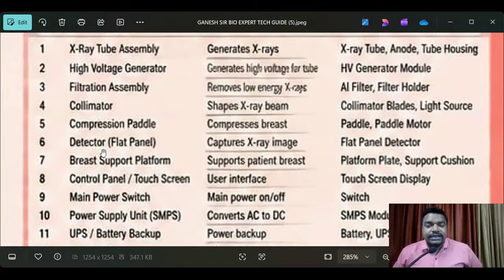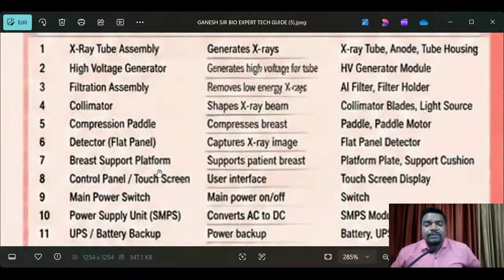Next, the flat panel detector, which is a component of this mammography system. Its function is to capture the X-ray image, with the flat panel detector as the spare part. Then the breast support platform supports the patient's breast, with spare parts platform plate and support cushion. Where is the cushion? I have shown the picture of the equipment the first time so that you can recognize it. Whenever you see the equipment, you should recognize it.